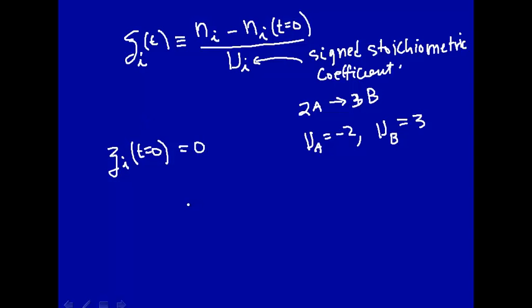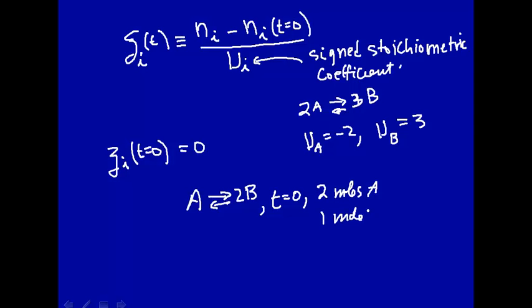Let's take an example. Let's take A goes to 2B, and let's make this at equilibrium. Might as well. This could be at equilibrium too. All right, and also say at time equal to 0, we have 2 moles of A and 1 mole of B. Okay, so as we said, at time equals 0, the extent of reaction will be 0. You're just subtracting 2 minus 2 for A and 1 minus 1 for B.